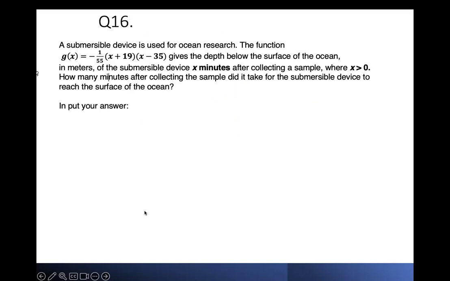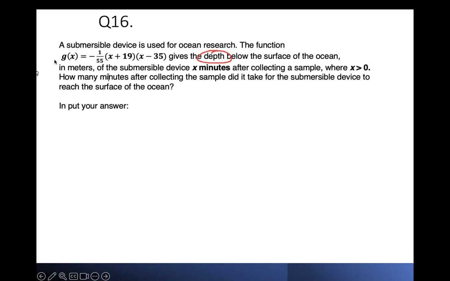A bunch of words there. They look intimidating. Once again, rewrite the equation like weights. When you do that, it becomes easy. A submersible device is used for ocean research. The function, bunch of numbers, is giving the depth, that's the key. When they give you this, they'll describe it.